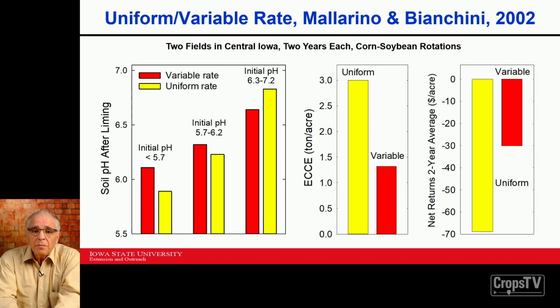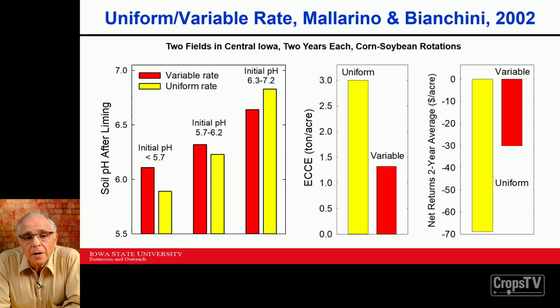Now, the graph in the middle shows the amount of ECC, effective calcium carbonate, applied, and I put there tons per acre. That's what ECC is. So we apply less lime with the variable rate, just because the other was uniform according to an average pH, but with the variable rate we were applying more or less depending on the initial pH.